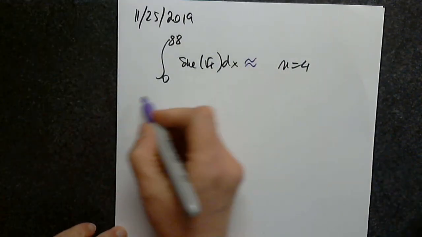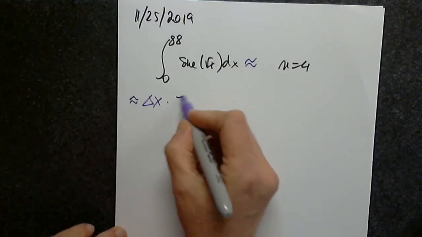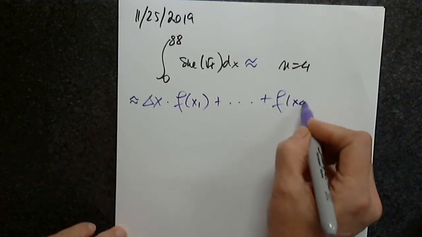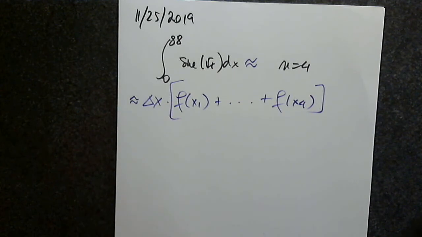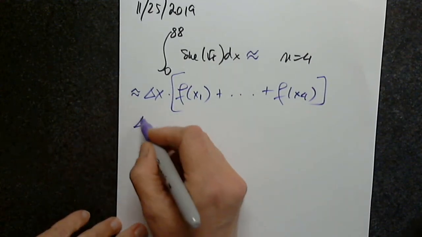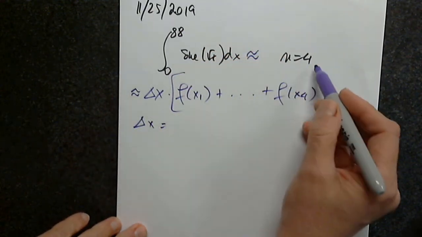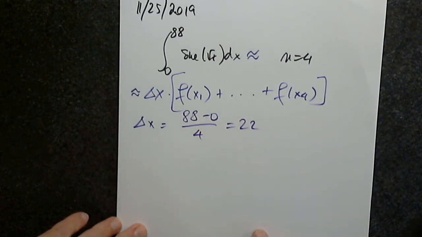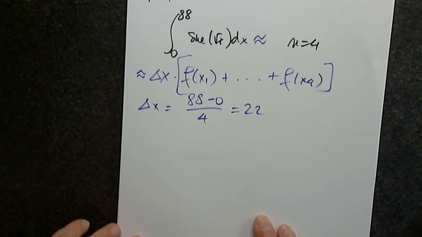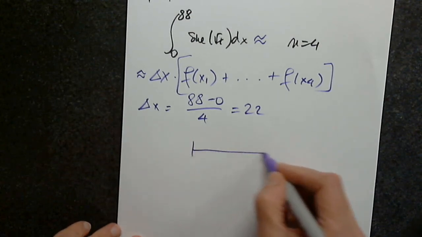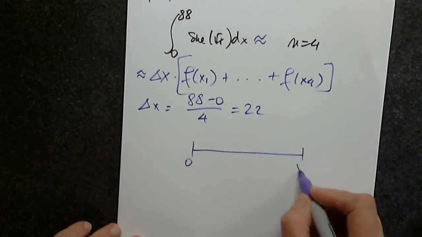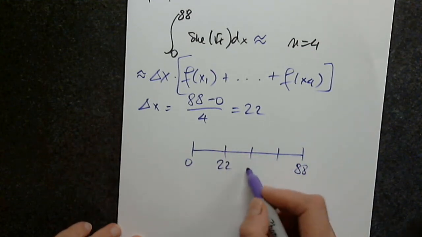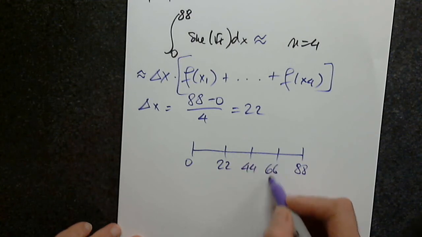This is approximately delta x times f of x1 plus through f of x4, where delta x would be 88 minus 0 divided by 4, which is 22. So 0 to 88, and 22 and 44 and 66.